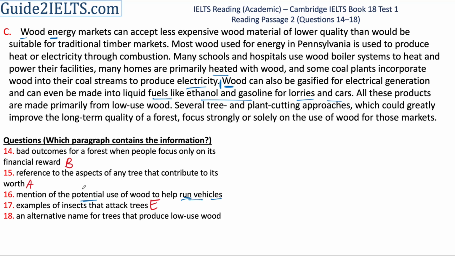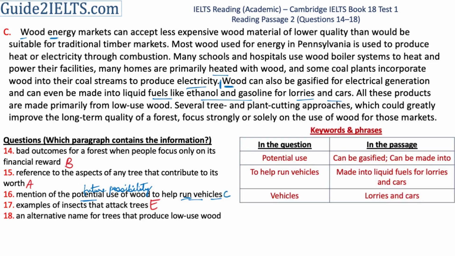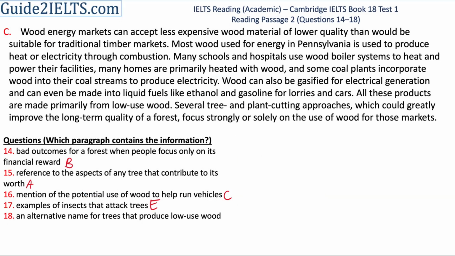We get a reference to what is mentioned in the 16th question. The 16th question uses the word potential. Potential means this is something which can be done in future. It is not being done now. In the passage it says, wood can also be gasified for electrical generation and can be made into liquid fuels for lorries and cars. This tells me that the answer to the 16th question is C.